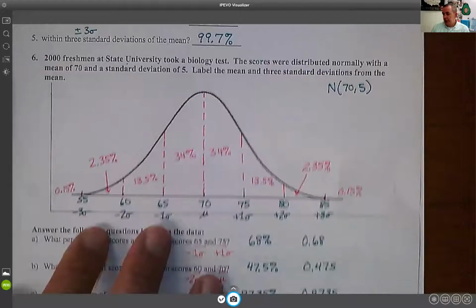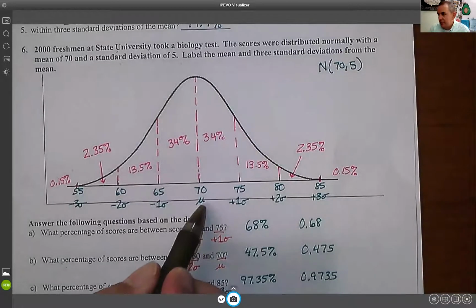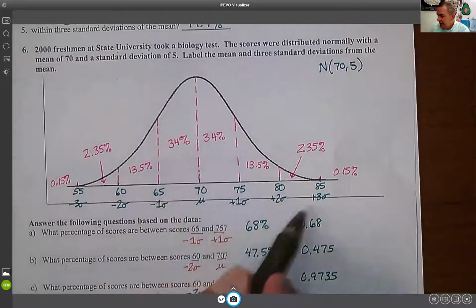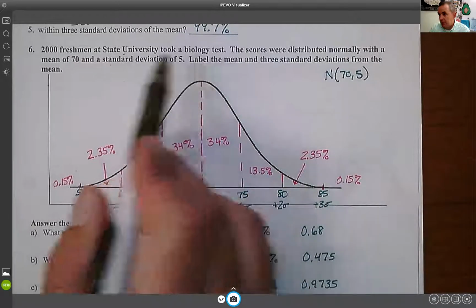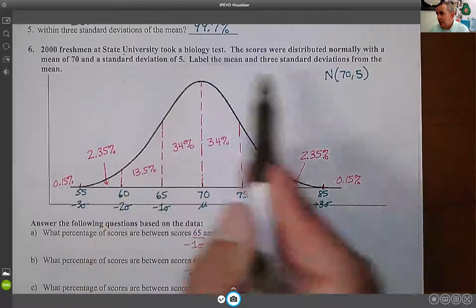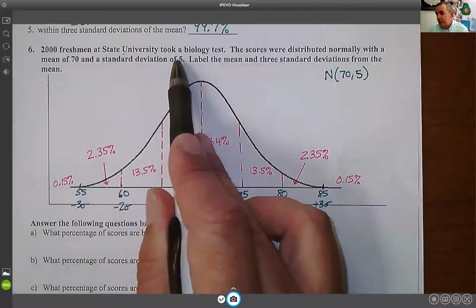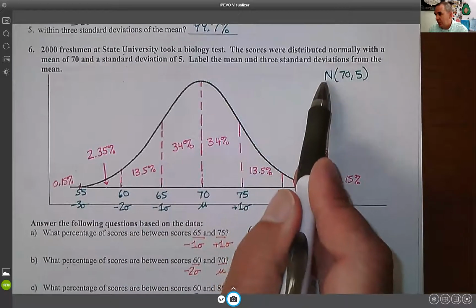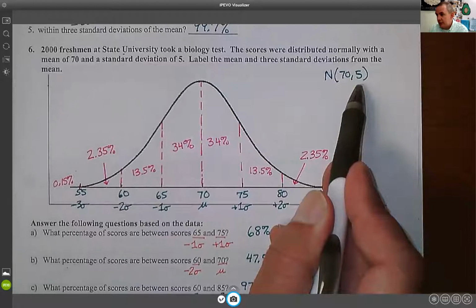Okay, so if we take a look here, this is just a review again of what we talked about with the normal distribution. All normal distributions are centered at the mean. The mean is referred to as mu, and then we add and subtract 3 standard deviations, and it'll be from the problem. So if we look at a problem like this, it says 2,000 freshmen at a state university took a biology test. Scores were normally distributed with a mean of 70 and a standard deviation of 5. The way to summarize that is N for normal, mu is first, sigma, the standard deviation, is second.